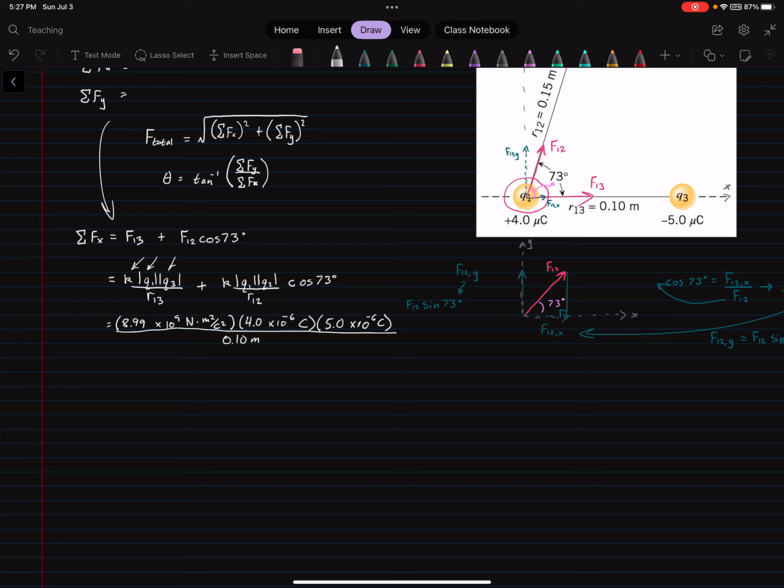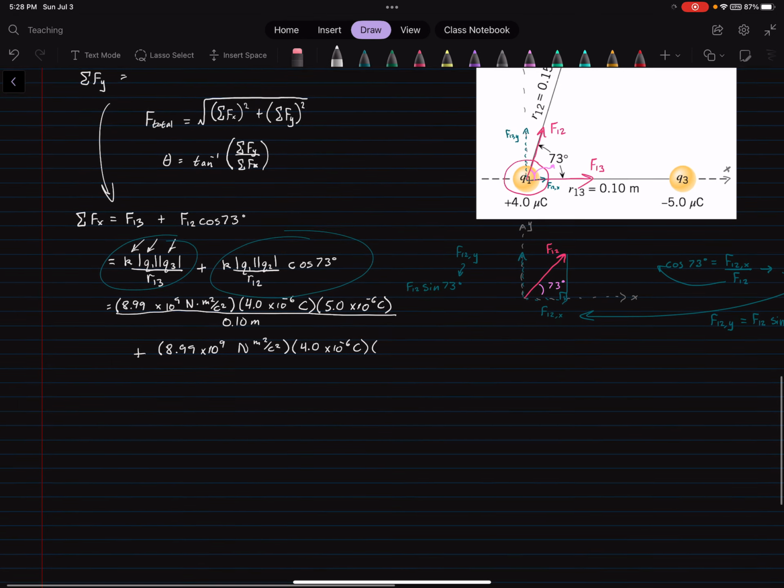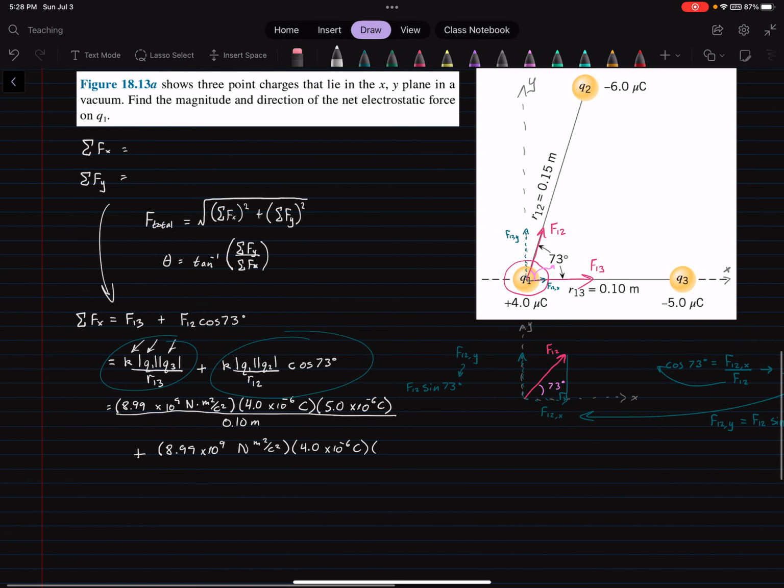And so that takes care of this term. Now we have to do this big term. So I'm going to do a big plus sign down here, and it continues on. So we have another 8.99 times 10 to the 9th Newton meters squared per Coulomb squared. It's going to be the same q1, 4.0 times 10 to the negative 6 Coulomb. And now we have q2. So q2 was negative 6 microcoulombs. So the absolute value of that, converting it to coulombs, is 6.0 times 10 to the negative 6 Coulombs.